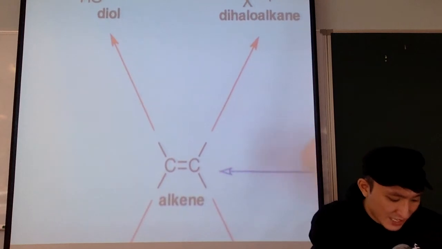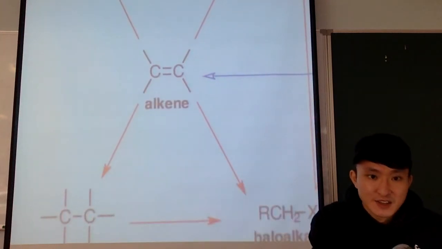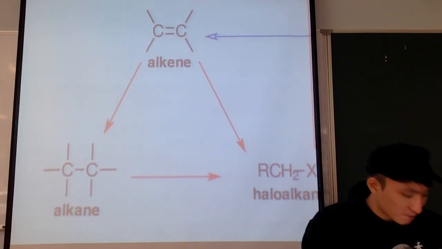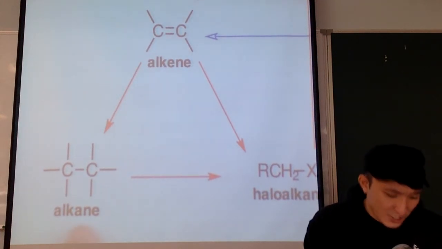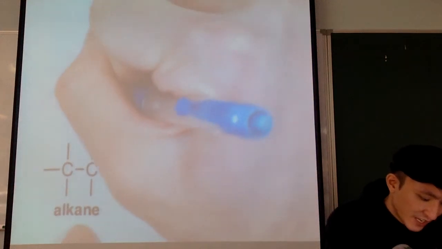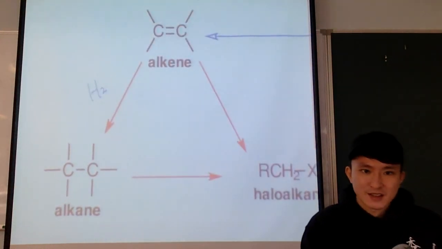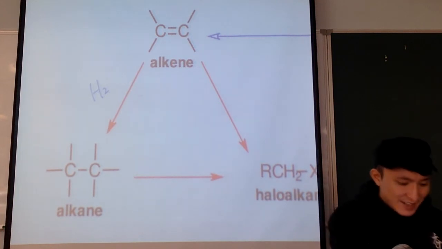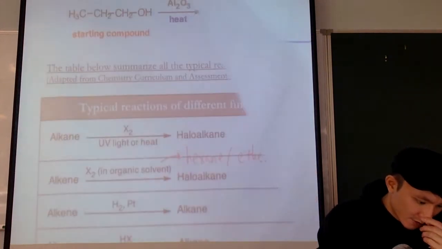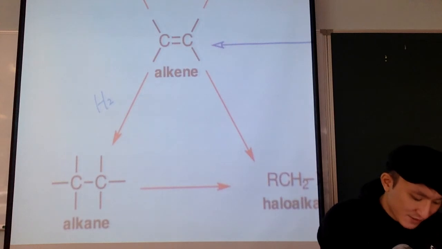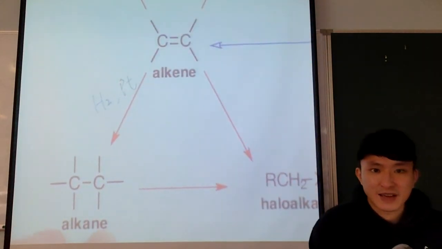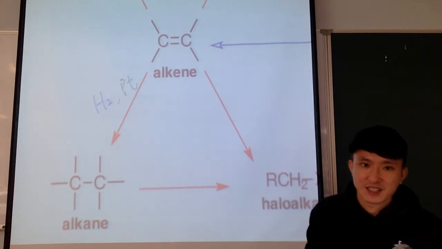So let's start with alkene, shall we? Alkene can be converted into alkane, right? What reagent? Of course, hydrogen, H2. And what else do we need? Of course, a catalyst. And the catalyst, what color did I use? Oh, the green one. So Pt, platinum. You don't have to heat it.